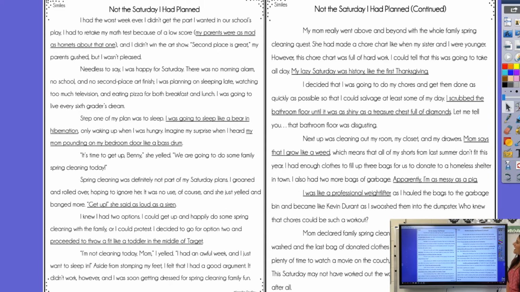Not the Saturday I had planned. So what we're going to do here is we're going to read this passage. It is 2 pages, and we already have the examples of figurative language underlined for us in the passage, okay? And we will then move on to a chart after we have this read. So let's go ahead and read the text.